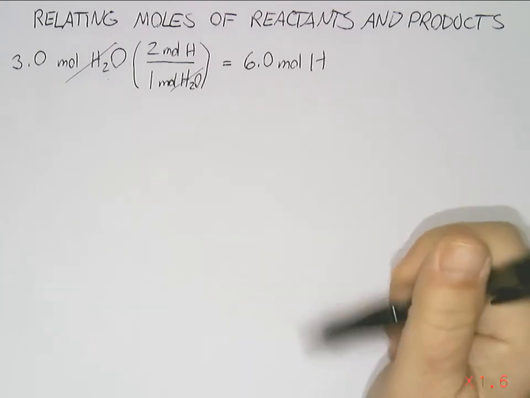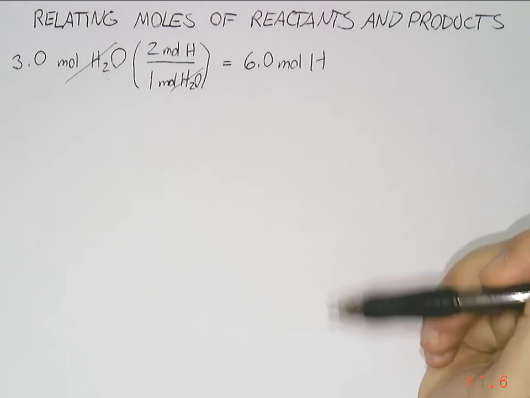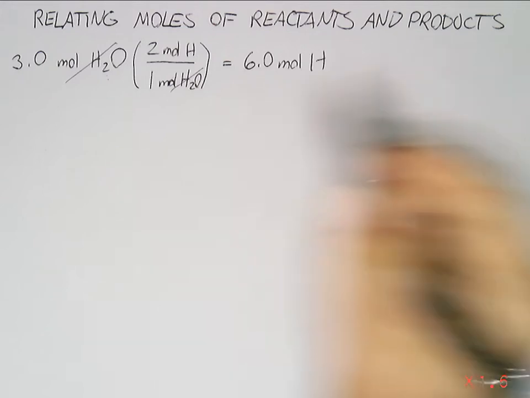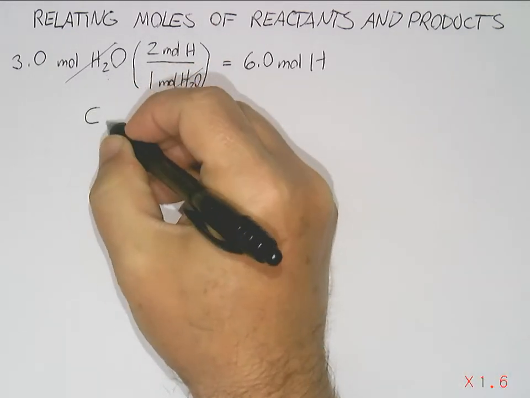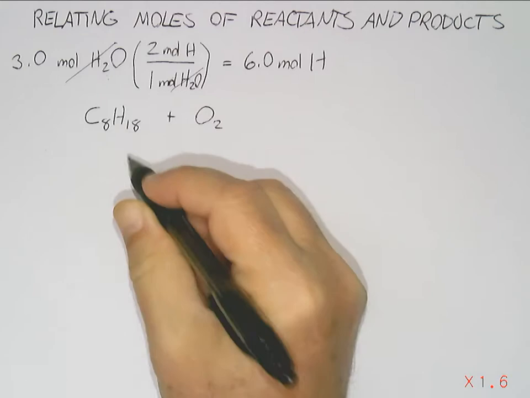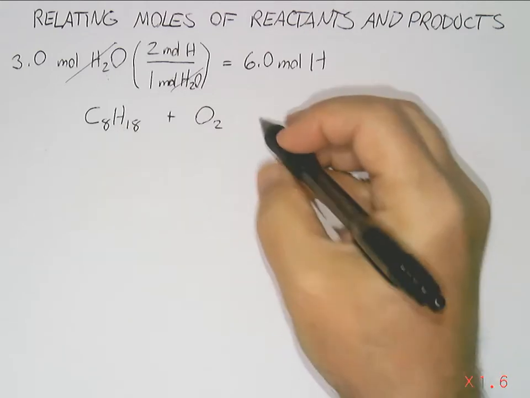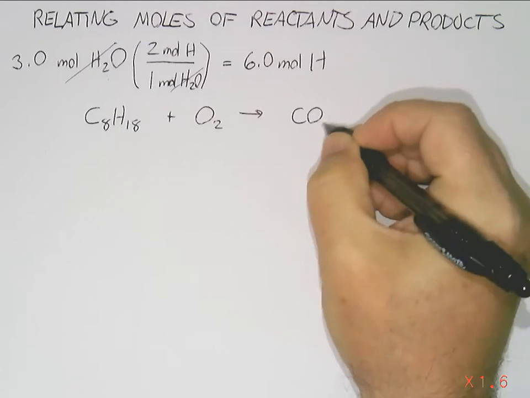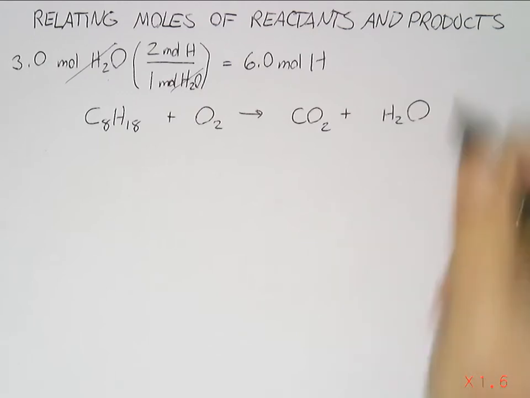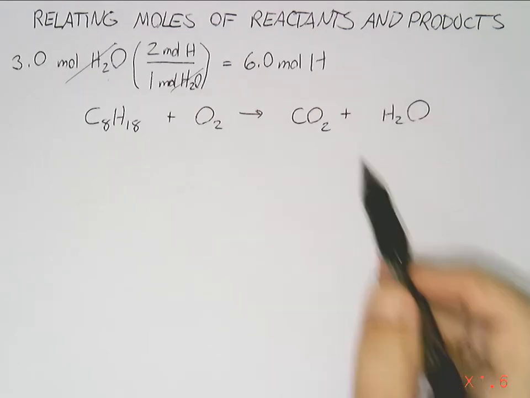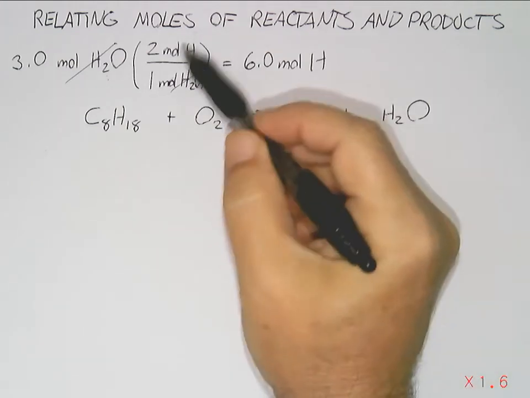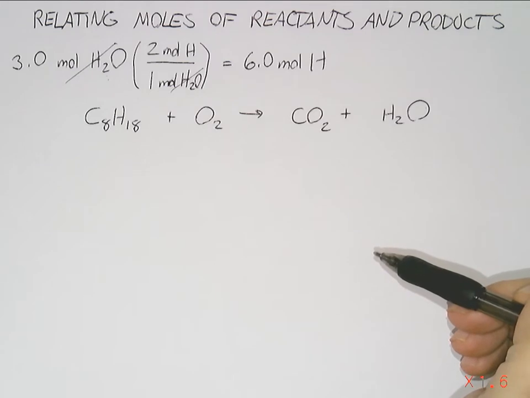Now in this video, we're going to use that same technique to relate moles of reactants and products in a balanced equation. Let's look at the combustion of octane. This is octane, which is a big component in gasoline. Okay, in worksheet 6.1, we learned how to balance this equation, and balancing that is going to give us the mole-to-mole ratios that we need to solve problems with this equation.